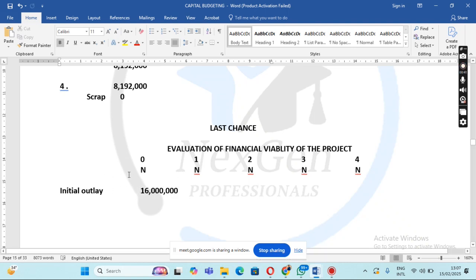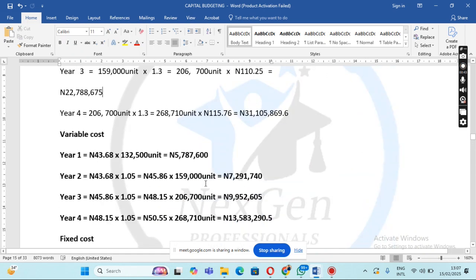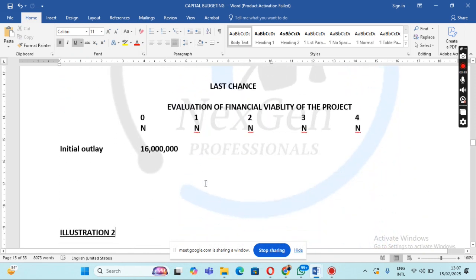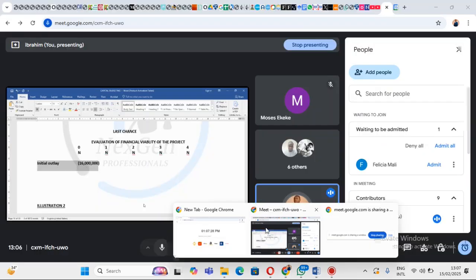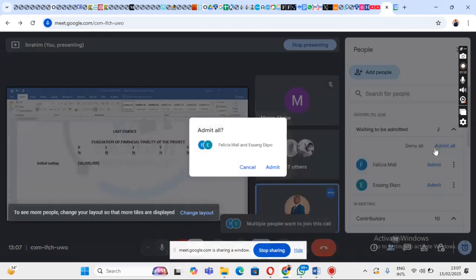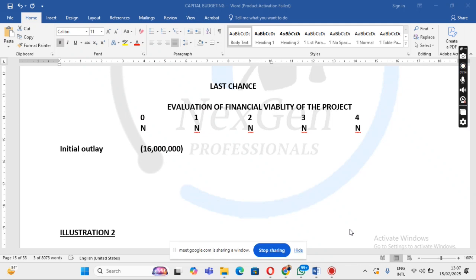Okay, I can decide to remove the 0 if everything is in thousands. But because of one or two reasons, I will not do it like that, because some of these things are not like that. So if this is your initial outlay at year 0, you may decide to bring it up like this. Capital budget presentation does not have one specific format that you must use.